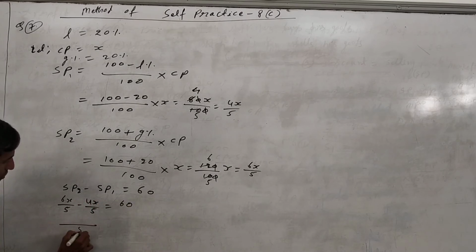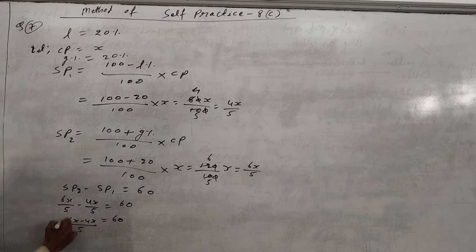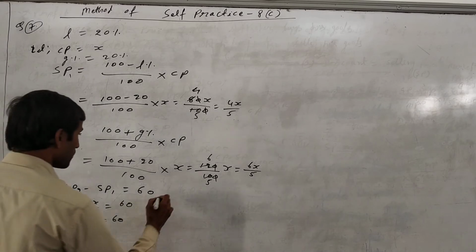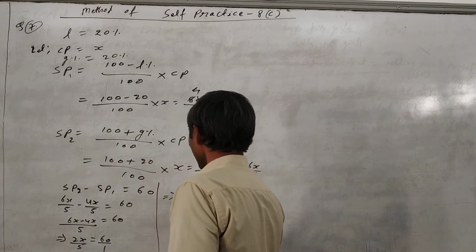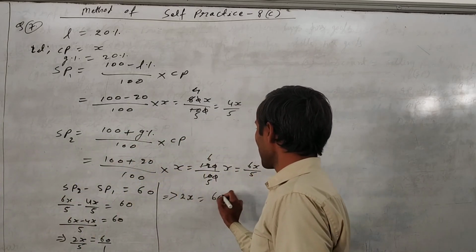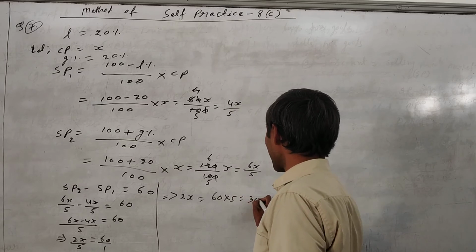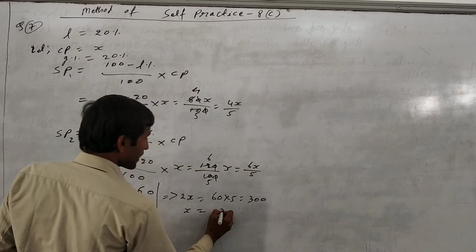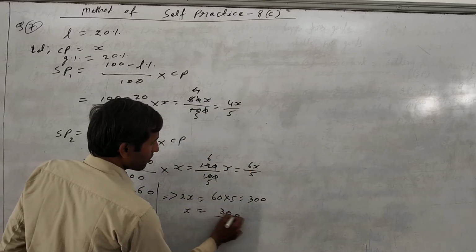So the LCM will be 5 only. 6x minus 4x is equal to 60. Now we will subtract here, then it will come 2x upon 5 is equal to 60 upon 1. Now cross multiply here. So 2x is equal to 60 into 5, it will come 300. So x is equal to 300 divided by 2, it will come 150.